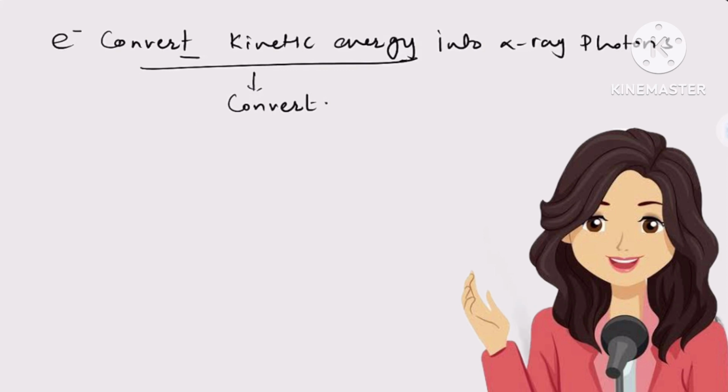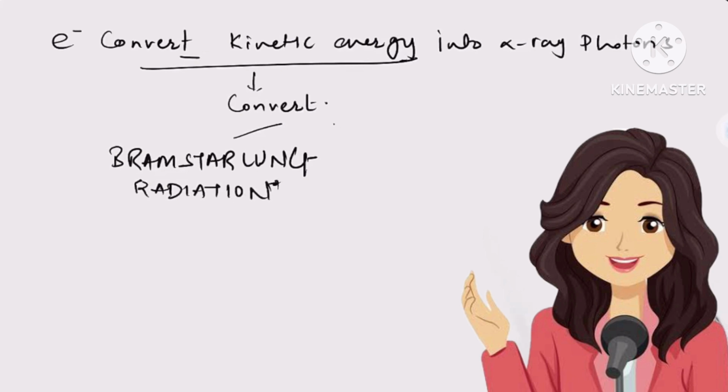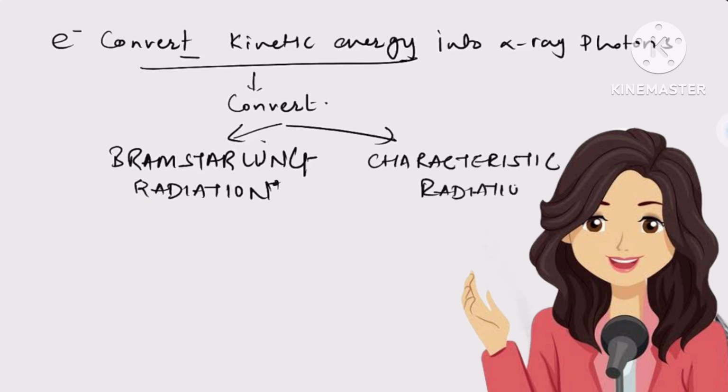And there are two types of X-ray photons that can come out. There are two possibilities. First is the Bremsstrahlung radiation. Second one we have is the characteristic radiation. Okay. So there are two possibilities when electrons come and hit onto the X-ray anode target.